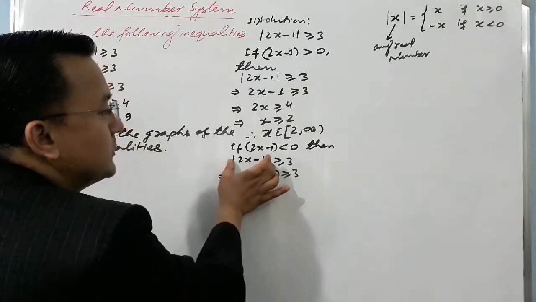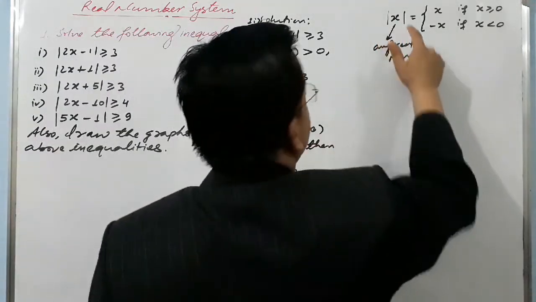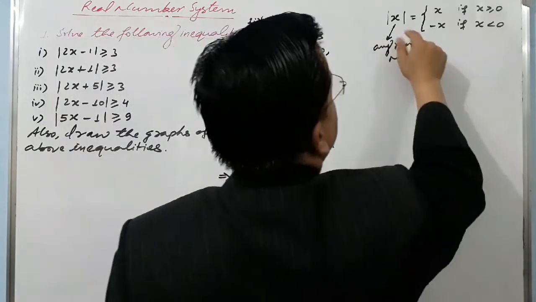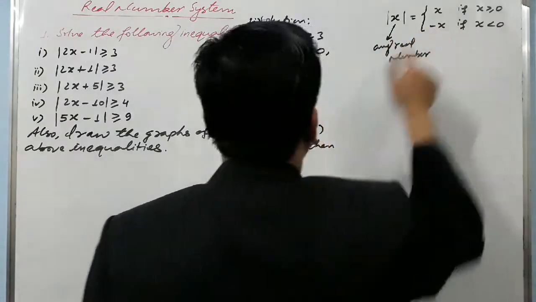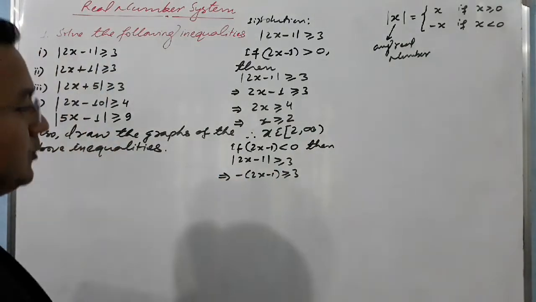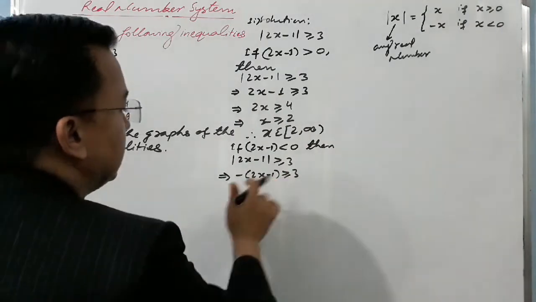So how have you removed this mod? There is a question mark here because I've taken 2x minus 1 as negative. If it is negative, then you need to put a negative sign, right? And this is equal to negative (2x minus 1), right? This is already given as part of the question: greater than or equal to 3.